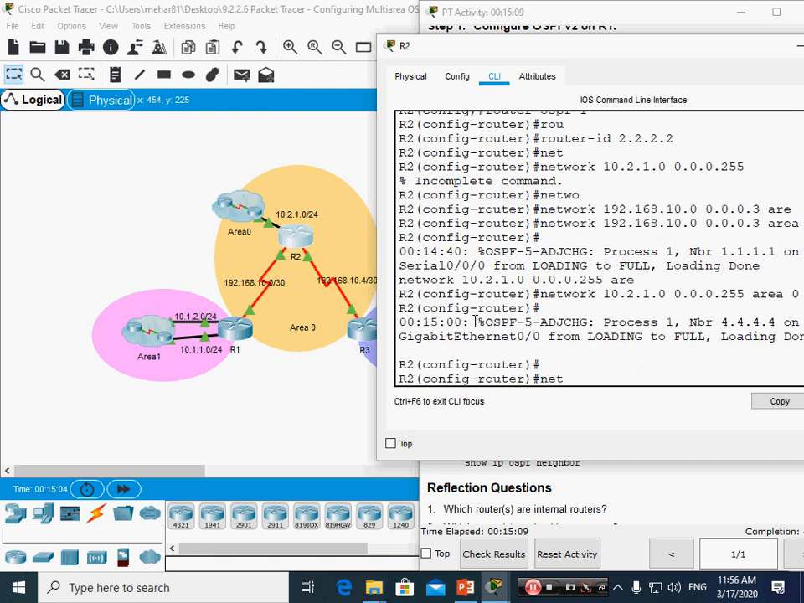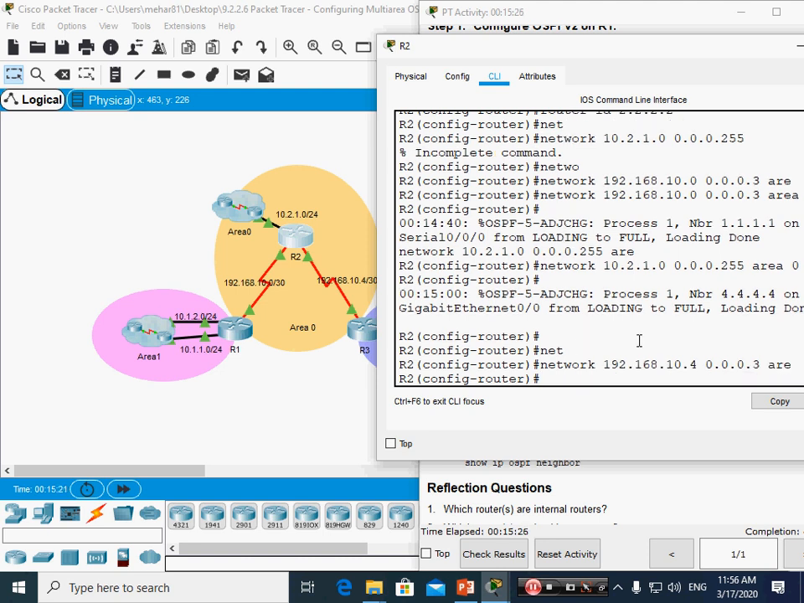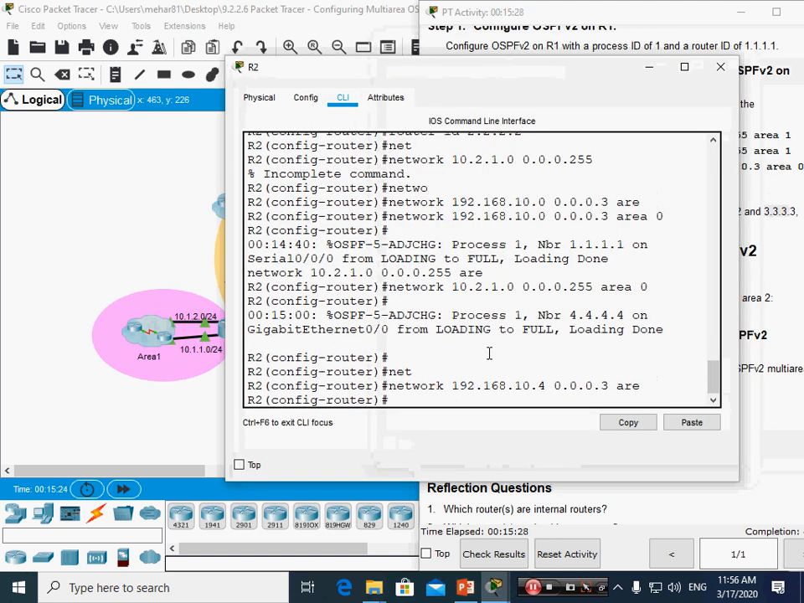Now again you need to configure the network 192.168.10.4 with wildcard mask 0.0.0.3, and this is again area 0. Okay, so area 0, sorry, oh my god, what happened?